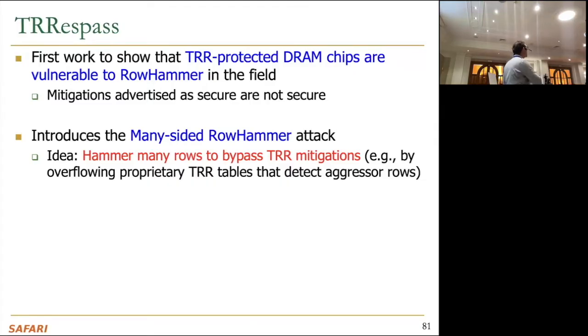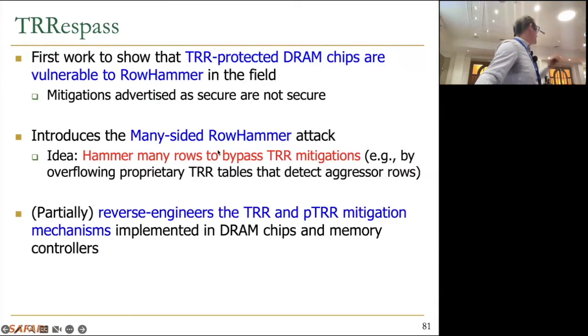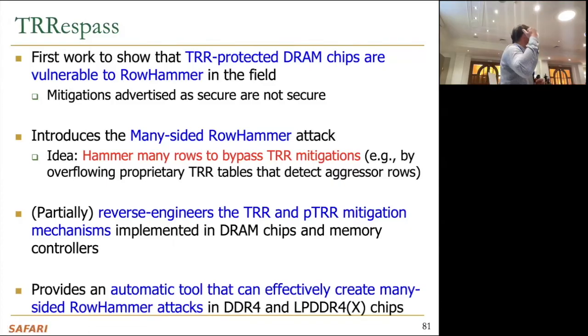And we wanted to overflow those tables so their tracking is wrong. And if you overflow those tables and their tracking is wrong, you could cause the bit flips, essentially. Right? And to overflow those tables, we started hammering many rows, as opposed to only 2 rows. Right? So to be able to do this, we reverse engineered things using our FPGA-based infrastructure. And there's an automatic tool associated with it that you can download.